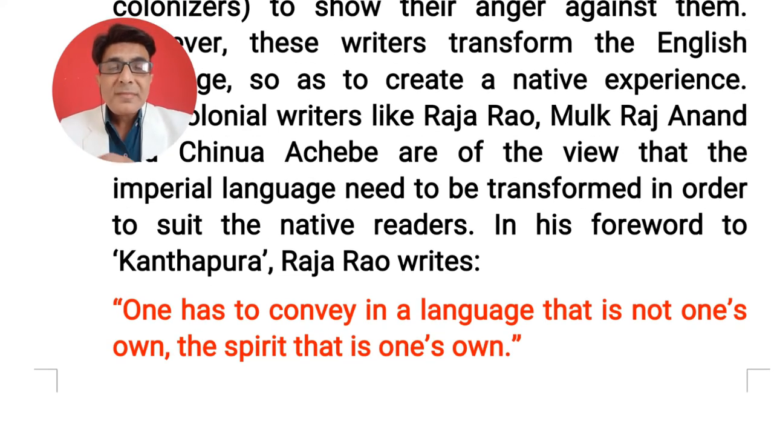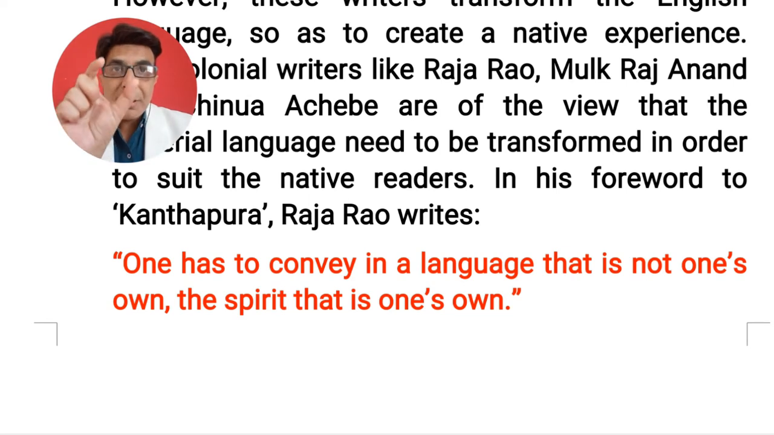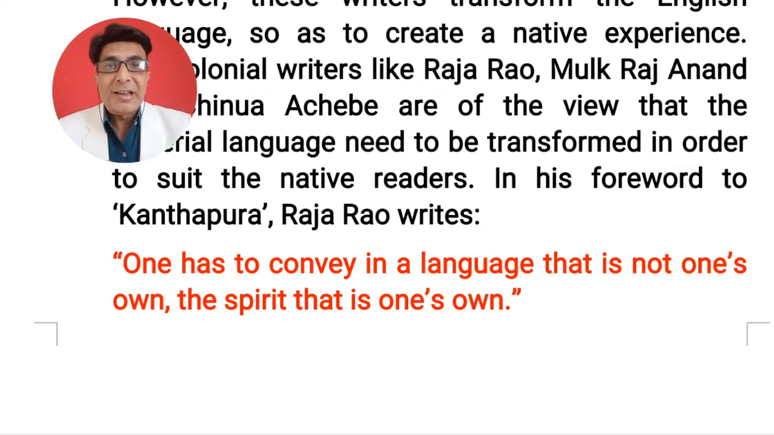Raja Rao has written a novel entitled Kanthapura, right? In Kanthapura, Raja Rao has written a preface, and in this preface, he has presented his opinion about the choice of language in post-colonial literature.